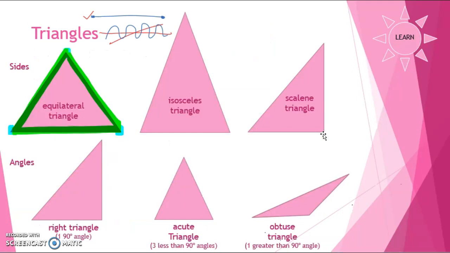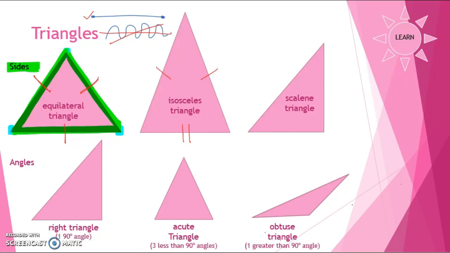So we have three different kinds of triangles when we're comparing them based on their sides. So an equilateral triangle has sides that are all congruent, or they're all equal. And notice that I use the symbol of one line to show you that each one of these sides are equal. An isosceles triangle has at least two sides that are equal. So these two are equal, and this one is not.